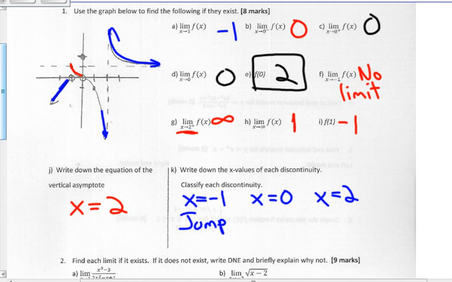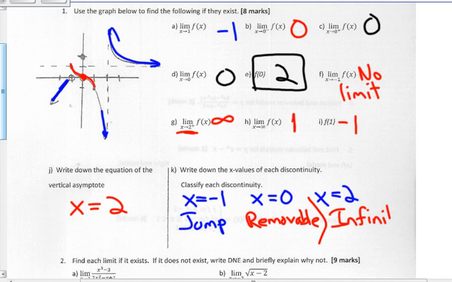It's just that we've got a hole. It happens to be filled at 2, but we could fix it by filling that hole. That's what's meant by removable discontinuity. You can fix that discontinuity by filling in the hole. Okay, and the last one at x equals 2 is obviously an asymptote, and we call that an infinite discontinuity.